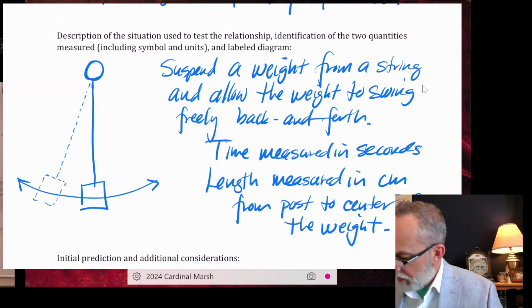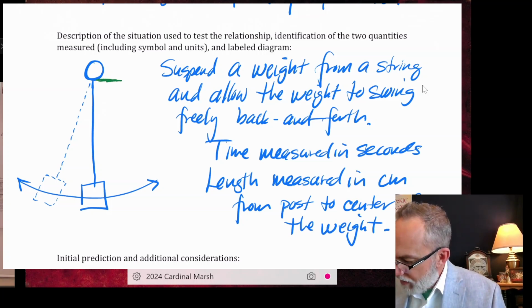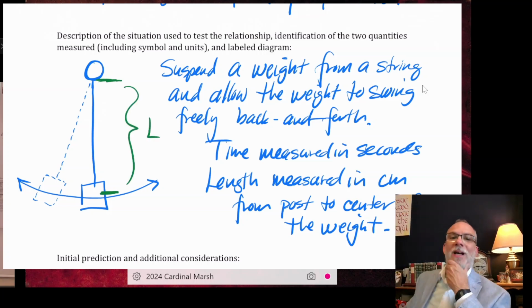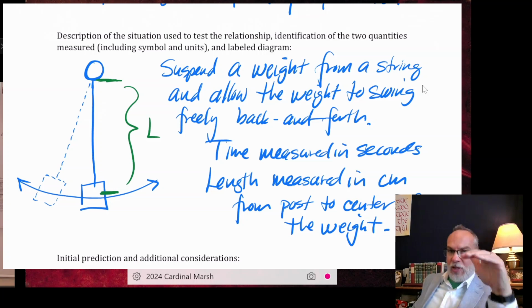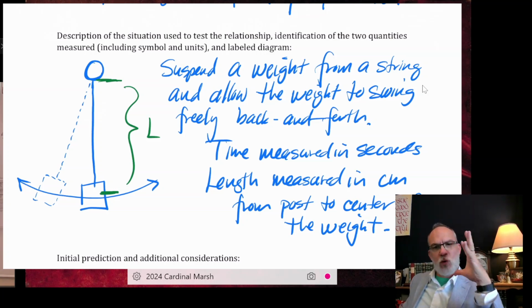Now, this is critical. We're going to measure length from the bottom of the post to the middle of the weight, to the center of the mass. That's going to be the length right there. Why is that? We're not going to measure to the top of the mass. We're not going to measure to the bottom of the mass. The mass itself has some thickness to it, and it behaves in terms of physics the same way as if you could crush that entire weight down to a single point. That's how you measure the length.